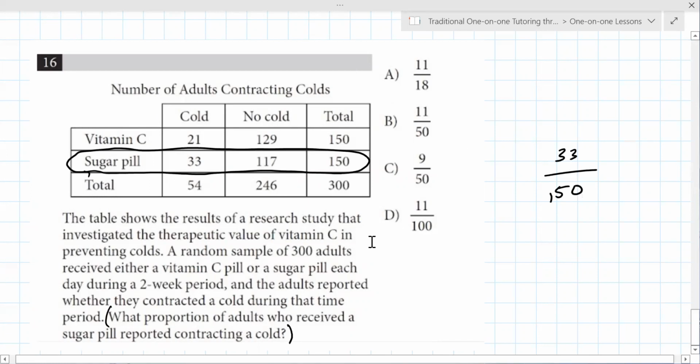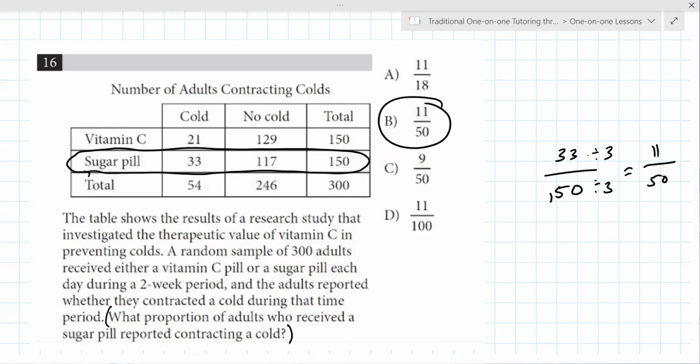No. So this is one of the first ones we've seen where it actually is reduced. I don't really understand why they reduce some but don't reduce the others. But you have to be able to reduce this. Now, assume you do not have a calculator for the moment. Can you find a number that goes into 33 and 150? 3. Yes. So you divide both by 3. What is the numerator? 11. What is the denominator? 50. 11 over 50. So B. Yes.